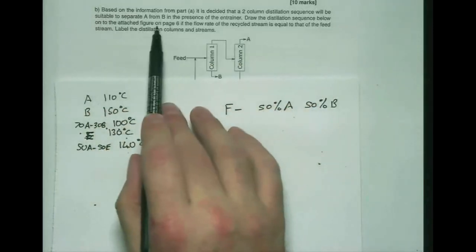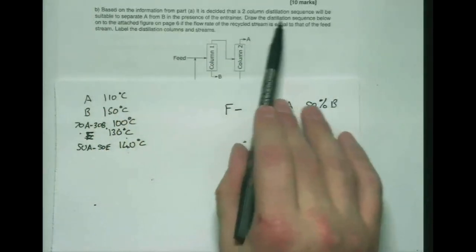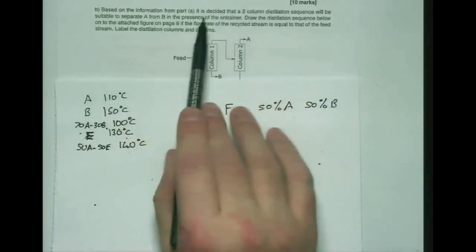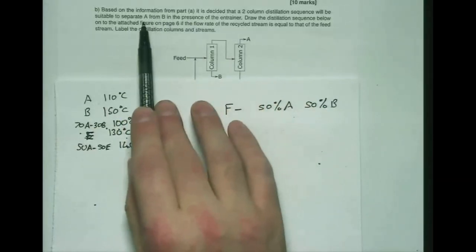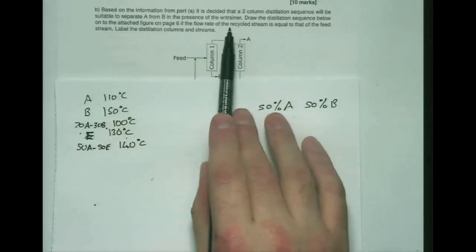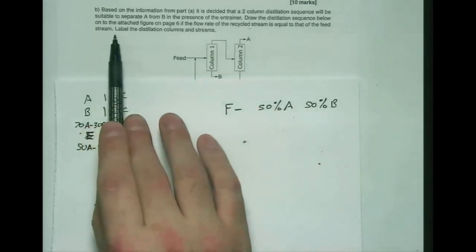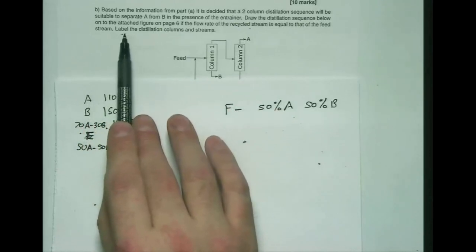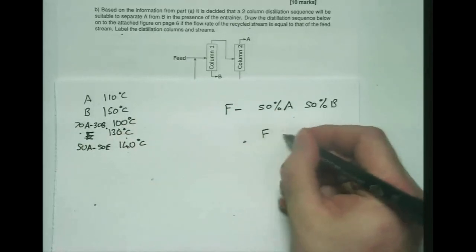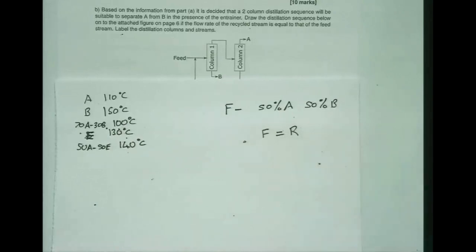If we also read through B, we find that, okay, as we expect, we're adding our entrainer to our feed, but what we're told is that the recycled stream, the flow rate of the recycled stream is equal to the flow rate of the feed stream. Okay, so that's an important piece of information for when we actually come to design the system on our diagram.